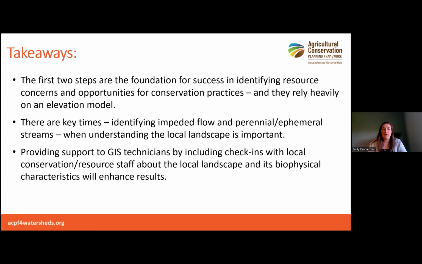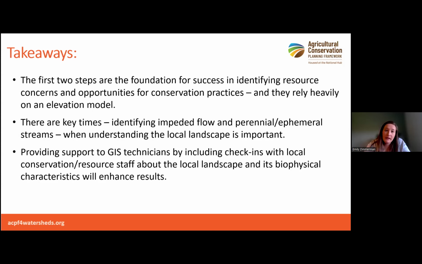All right, so I have a couple takeaways before we do the first two questions of the practice. DEM preparation and delineation of stream networks and catchments, these two steps are absolutely foundational for success in identifying areas of resource concern and opportunities for practices. And they rely really heavily on an elevation model and on a GIS analyst that's comfortable with that elevation model.